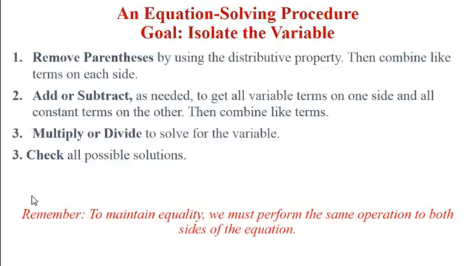Step 2, we will add or subtract as needed to get all variable terms on one side and all constant terms on the other. Then we will combine like terms. Step 3, multiply or divide to solve for the variable. Step 4, not number 3, still haven't fixed that, will be to check all possible solutions. And remember, to maintain equality, we must perform the same operation to both sides of the equation.